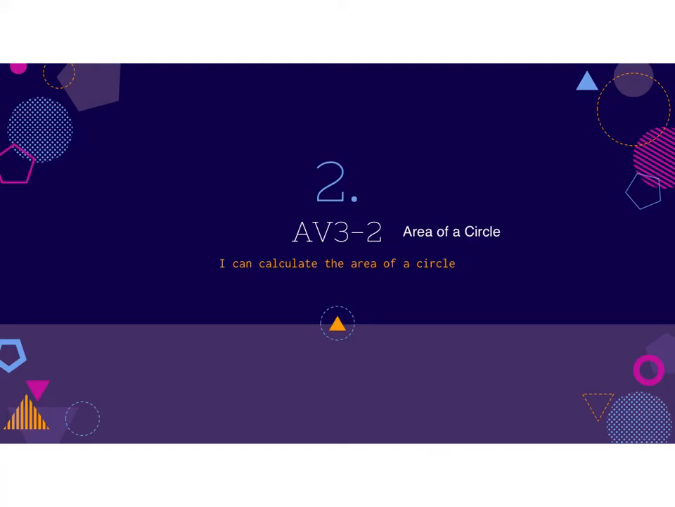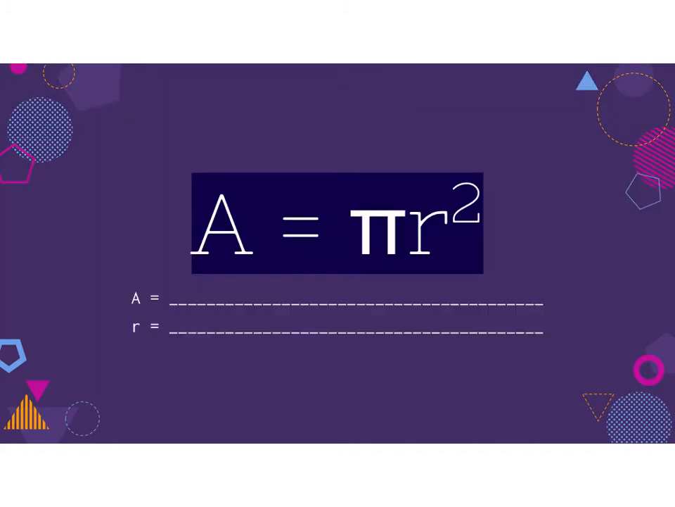Welcome to AV3-2, area of a circle. By the end of this lesson, you'll be able to calculate the area of a circle. The formula for area of a circle is pi times radius squared. So A stands for area, R stands for radius.